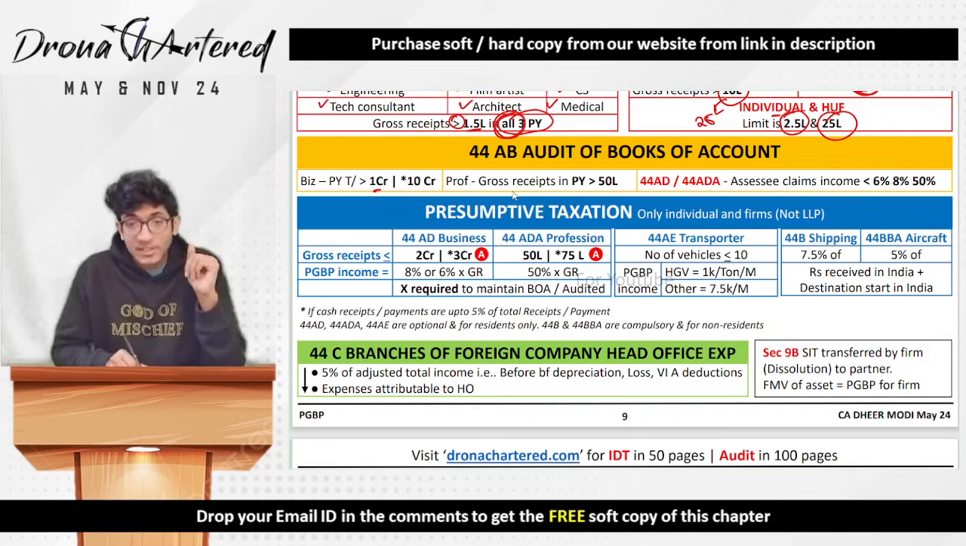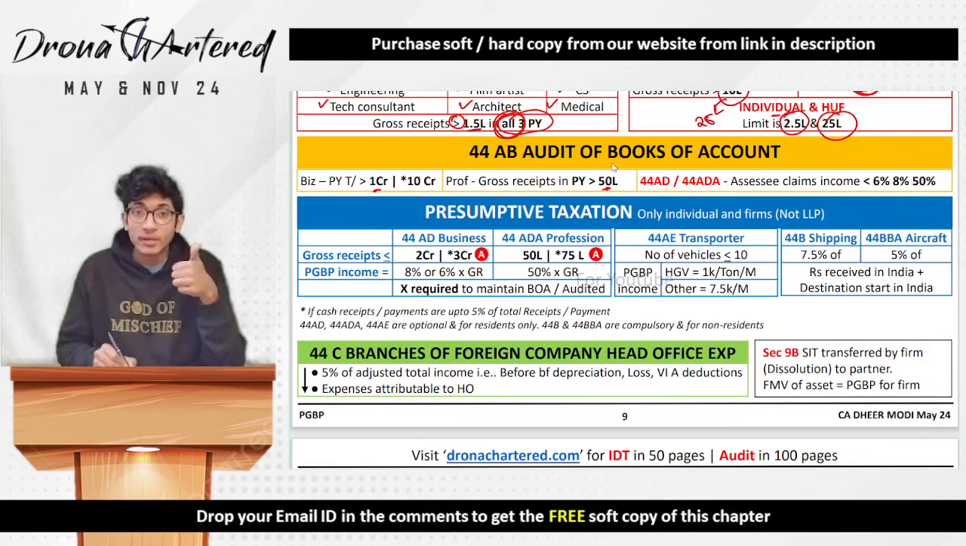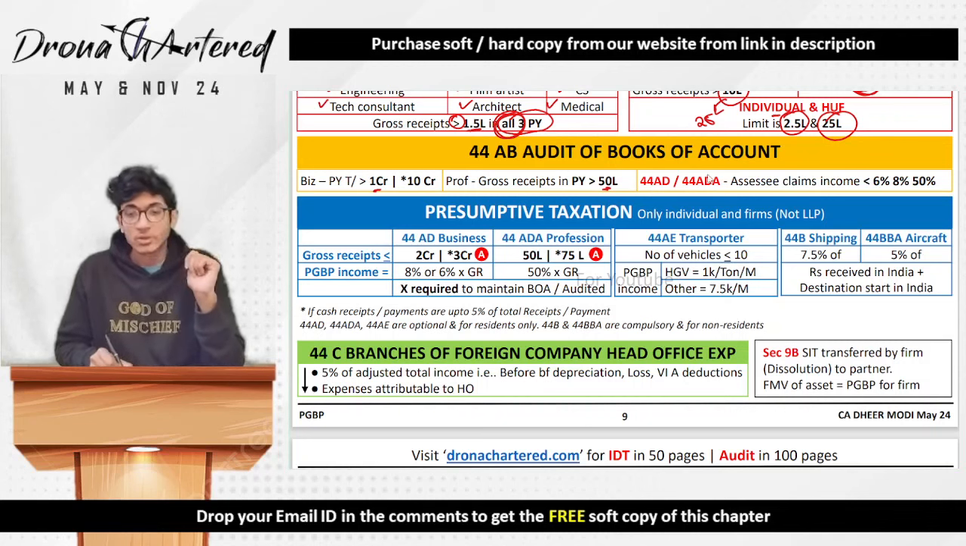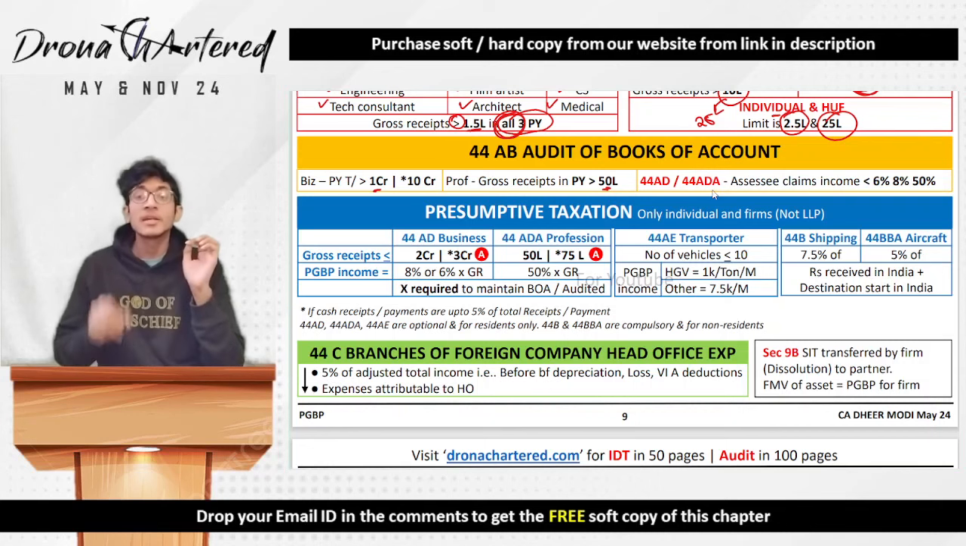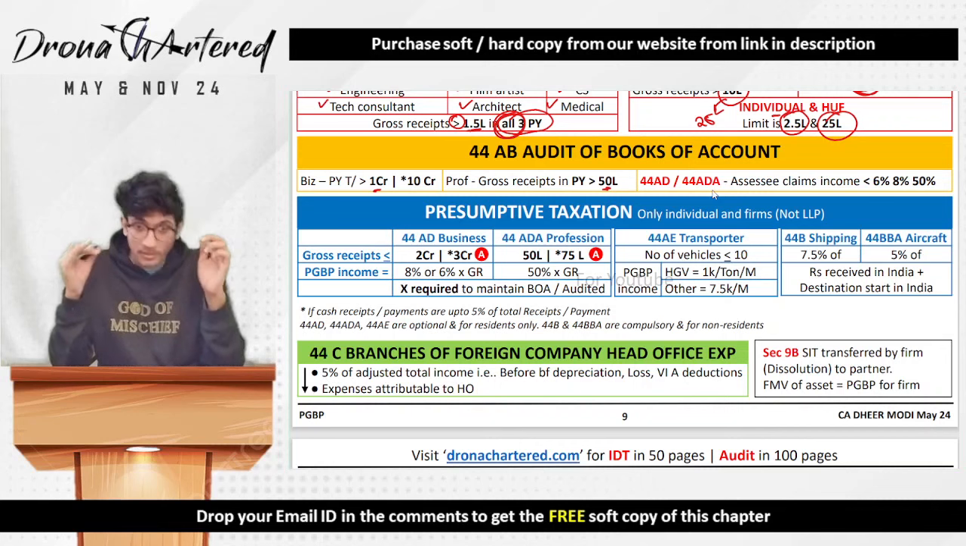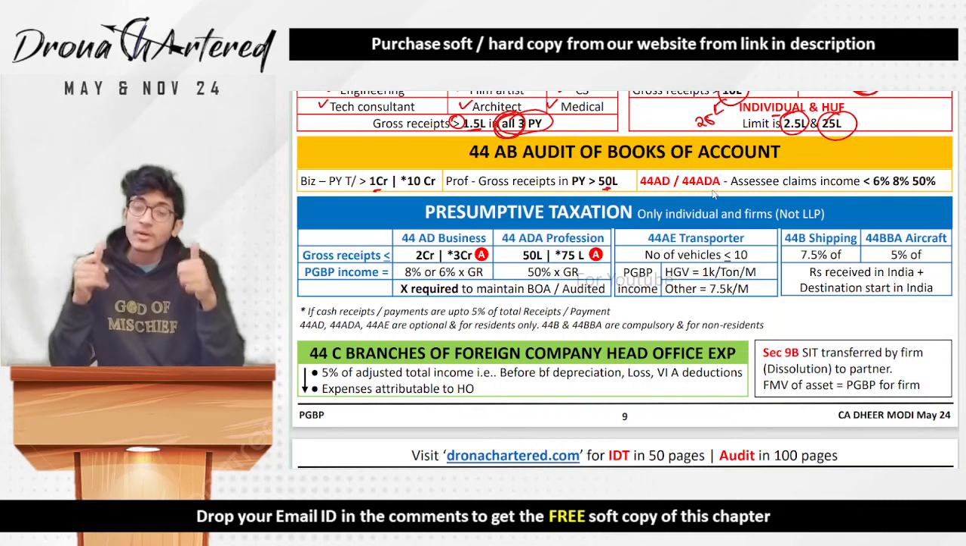For profession, if the gross receipts in previous year is greater than 50 lakhs, you have to get books of accounts audited. And if under 44 AD or 44 ADA, that is your presumptive taxation, next section only, if any of these assessees claim that their income is less than 6%, 8%, or 50%, in such a case, they have to get their books of accounts audited.